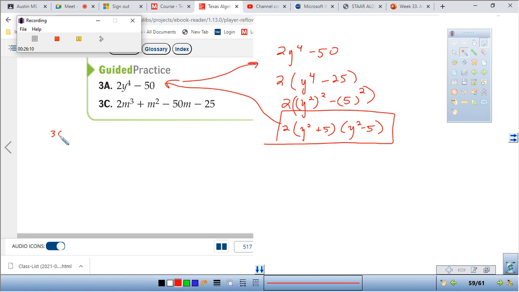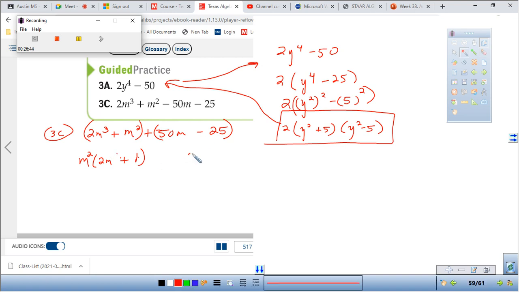Let's do 3c down here. Okay, 2m cubed plus m squared minus 50m minus 25. Okay, so what it says to do is group them, and you know that. Every time there's like 4, group them. Factor out here, I'll factor out an m, which gives me 2m squared plus, I can factor out an m squared plus 1, 2m plus 1.